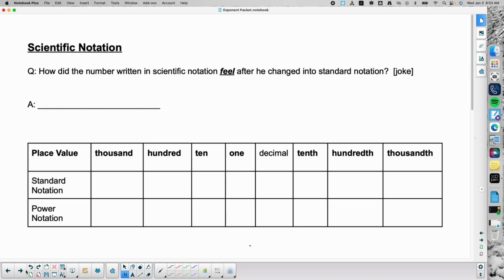So scientific notation means numbers times 10 to a power. Standard notation is normal numbers. So if you go from scientific notation back to a normal number, you feel powerless. And I know it's a horrible dad joke and I love it.